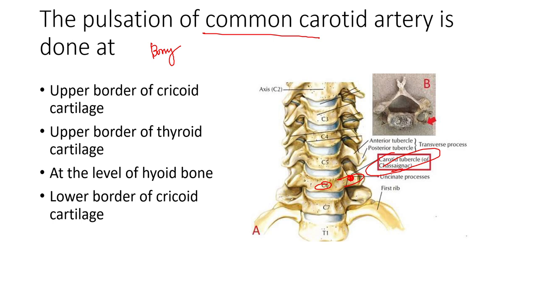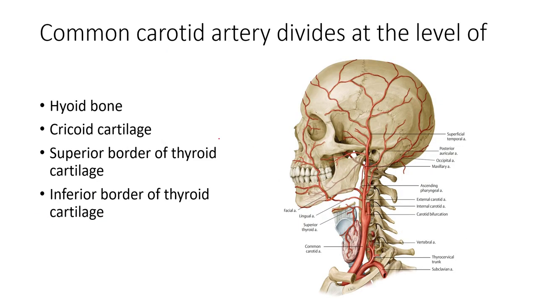Already we saw that at the C6 vertebra level we have the cricoid cartilage. Yes or no? We have the cricoid cartilage. So, in other words, you can say the pulsation of the common carotid artery is done at the level of the lower border of cricoid cartilage. In other words, it is done at the level of C6 vertebra against the Chassaignax tubercle.